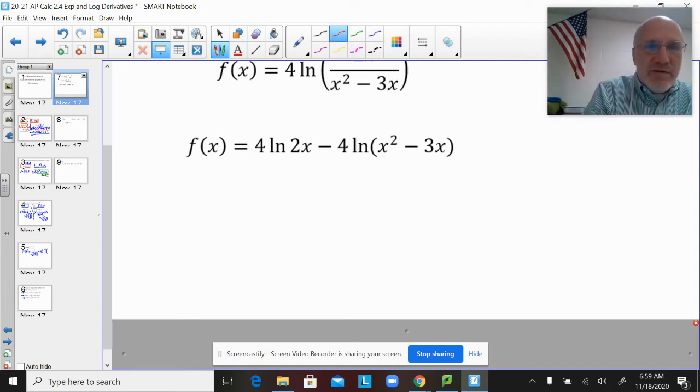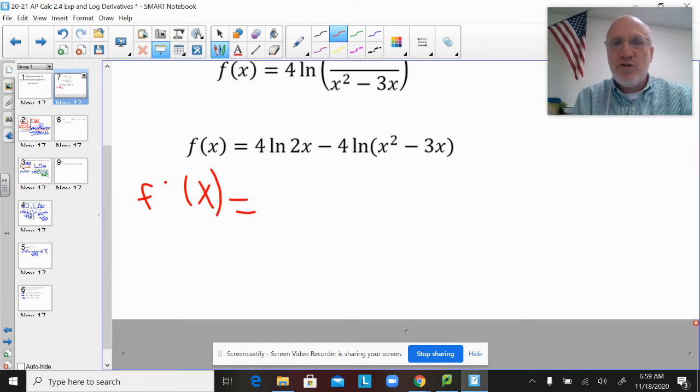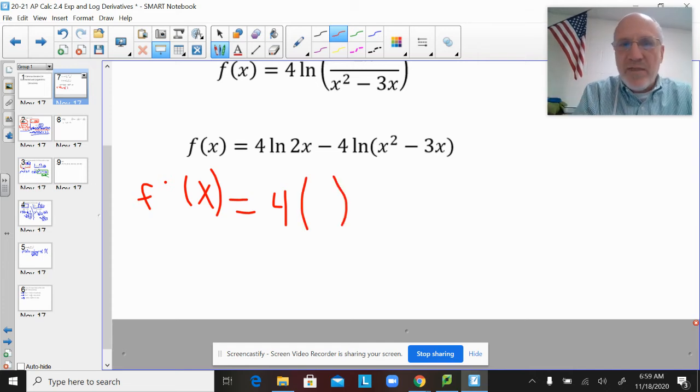So now let's take the derivative of this. F prime of x. The derivative of 4 natural log of 2x. So that'd be 4 times the natural log of something is 1 over that something, and then times the derivative of the inside, and the derivative of 2x is 2. I think there's the first one.